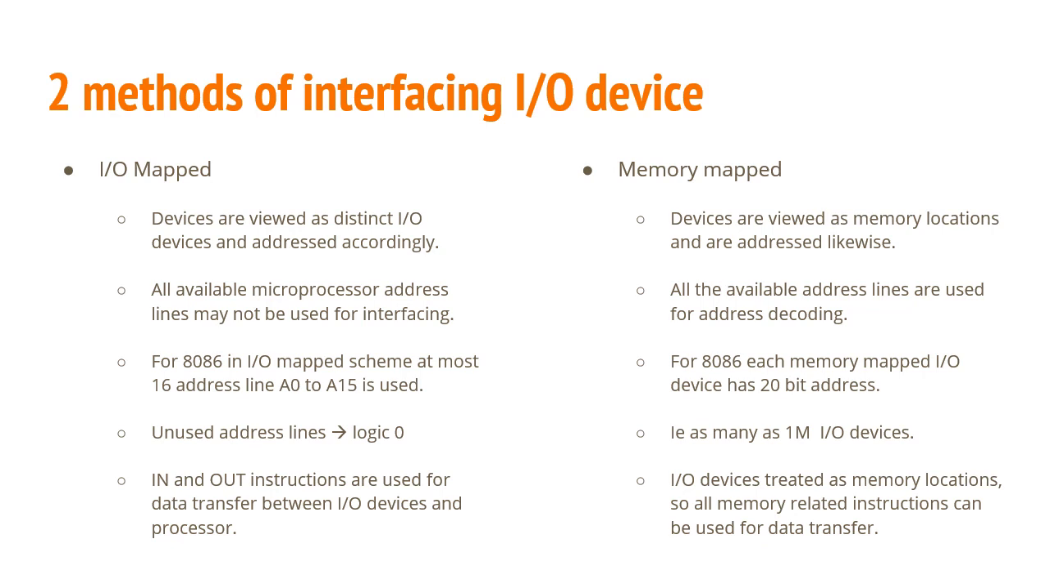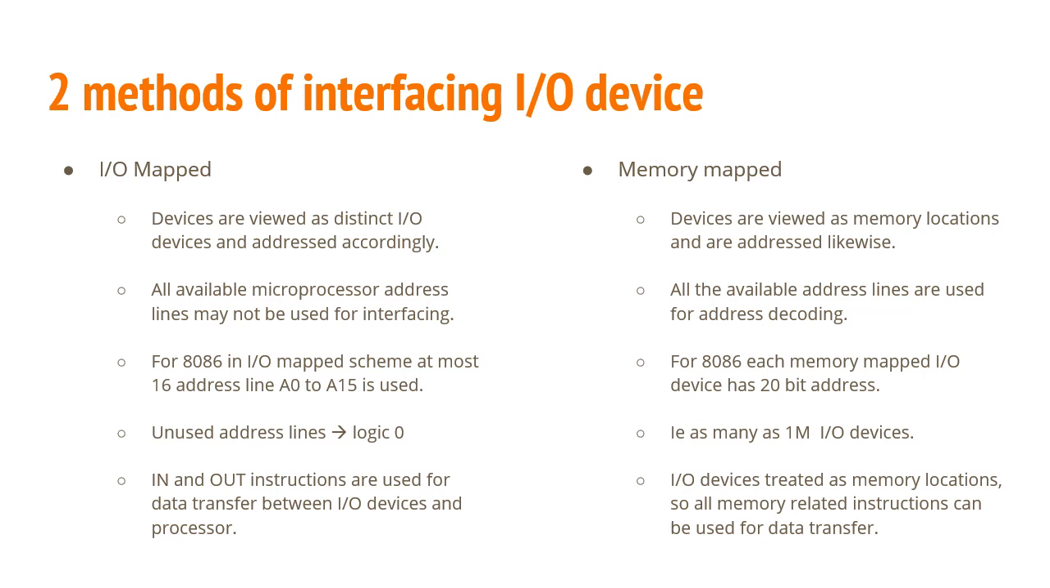In the case of I/O map, all the available microprocessor address lines may not be used for interfacing. Whereas in the case of memory map, all the available address lines, that is all the available 20-bit address lines, are used for address decoding. In the case of the I/O map scheme in 8086, at most 16 address lines, that is A0 to A15, are used. Whereas in the case of memory map, like we said earlier, all the 20-bit address lines are used. The unused address lines in the case of I/O map will always be at a logic 0 level.